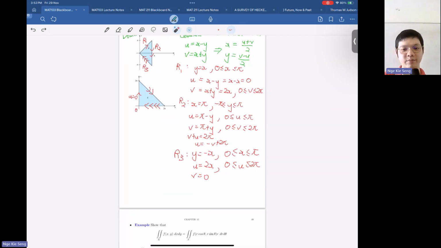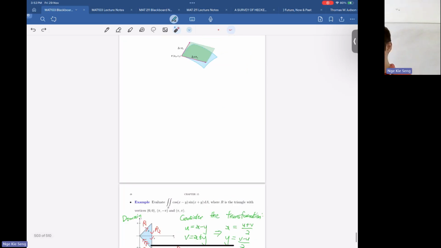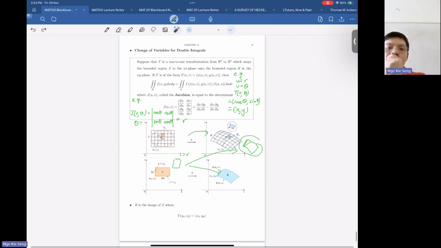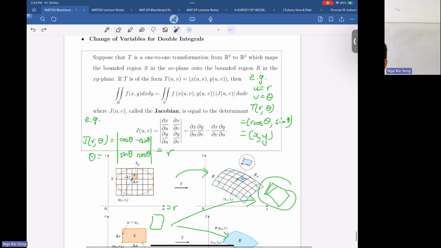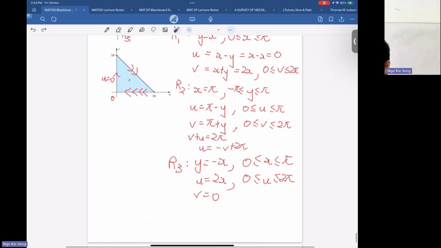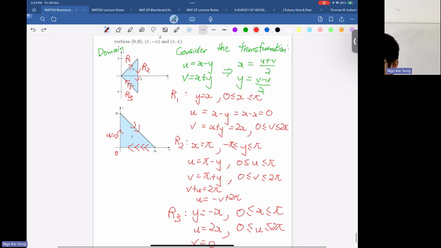Let's finish this computation and then we will break. We want to use this theorem here. We need to do this transformation to compute the integral. We have a mapping from uv to xy now. So what do we need to do next? We need to compute the Jacobian J(u,v). So what's the Jacobian here?